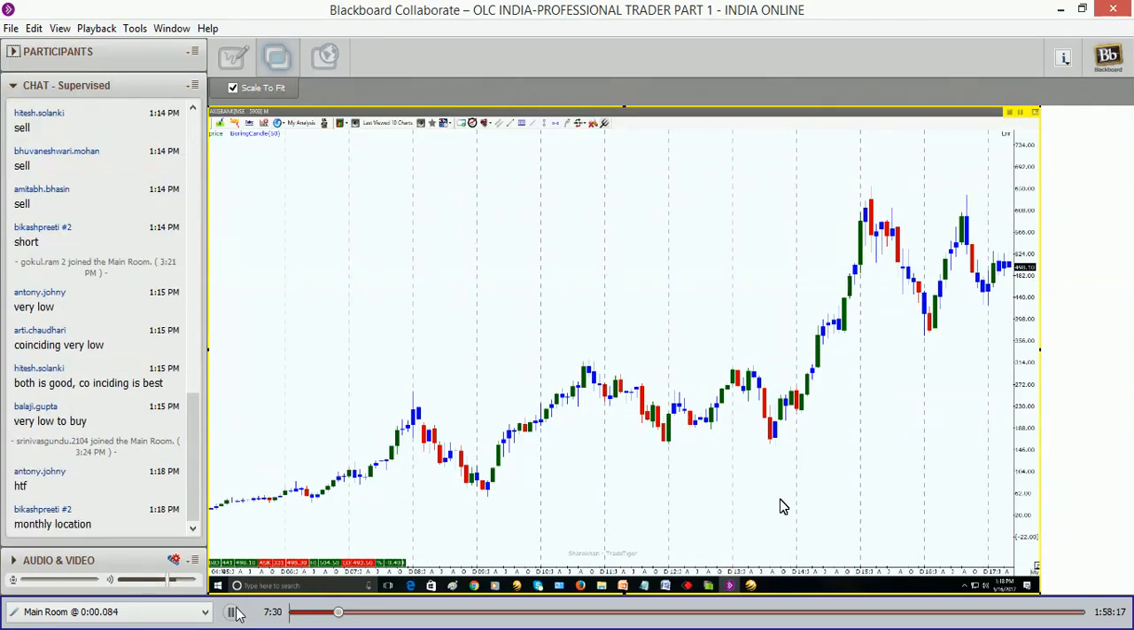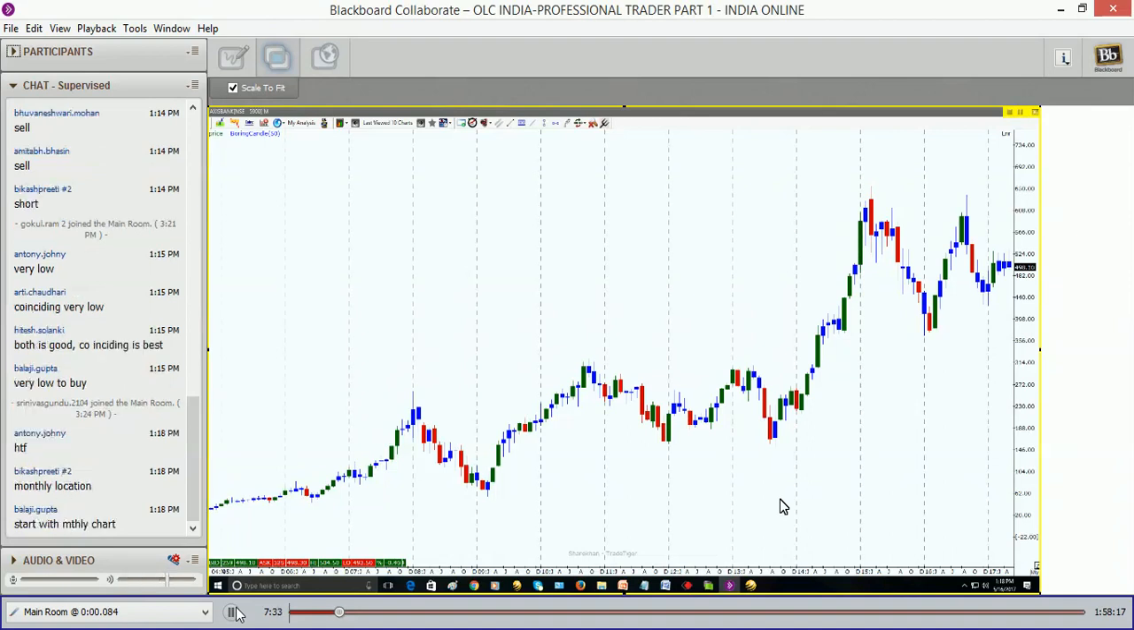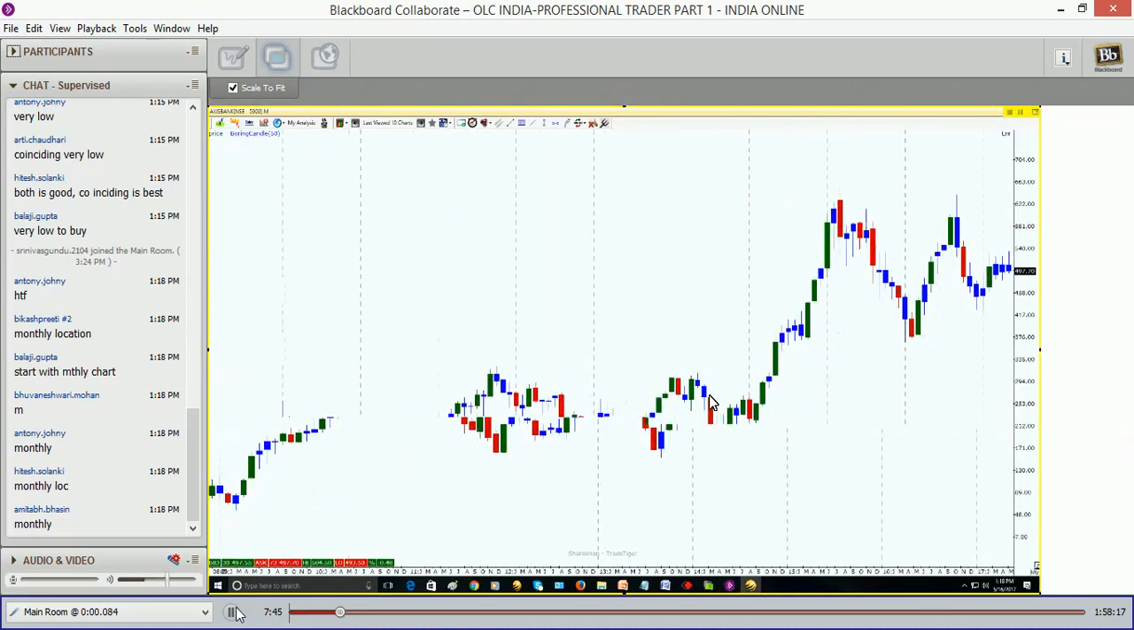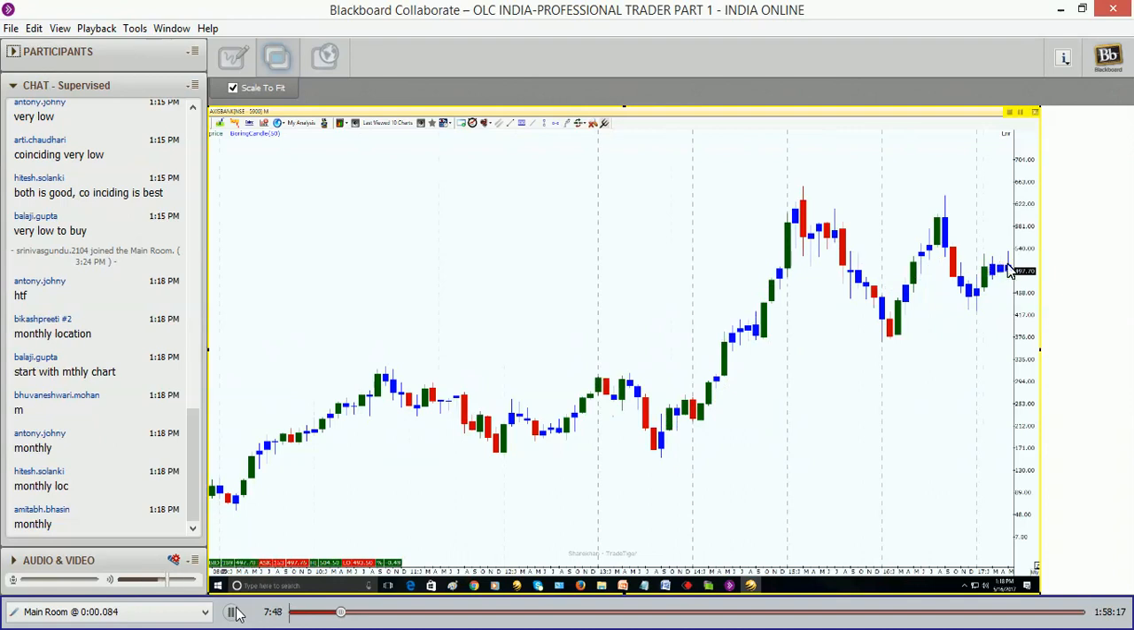Which time frame do I mark my location in? I mark my location on the monthly chart. Absolutely. What is step number 1? I start with my current market price and I look to mark my closest fresh untested demand zone and the closest fresh untested supply zone. Where can you see a closest fresh untested supply zone?